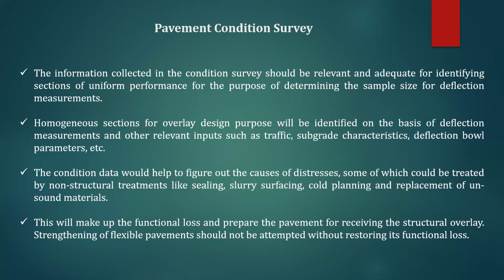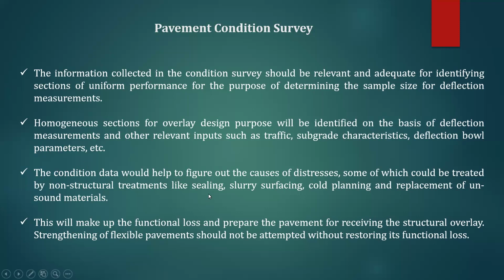We will discuss further. These homogeneous sections are based on the traffic and subgrade characteristics. What subgrade material they have used may not be the same in all the kilometers. Sometimes the soil may change, and the deflection bowl you get may not be the same in all the kilometers. Suppose you take 10 kilometers, you will not get the same deflection bowl in all of them. So we will discuss how to go for these homogeneous sections in further slides.